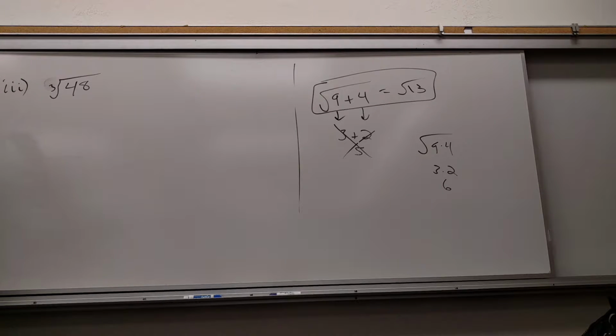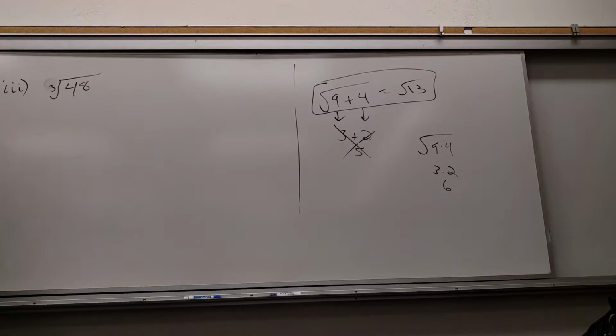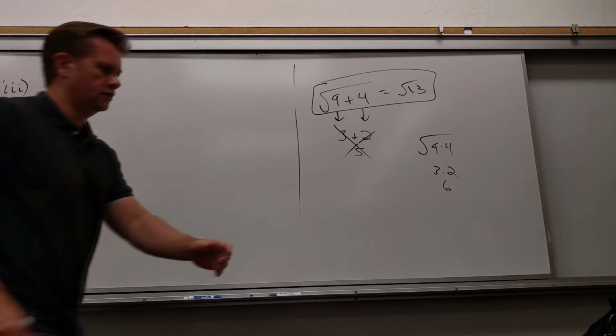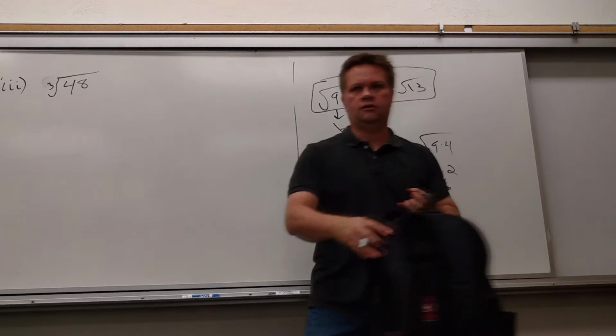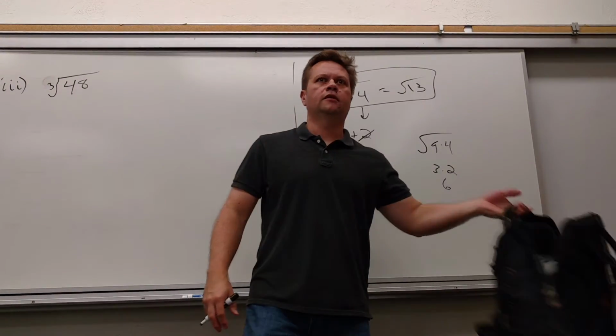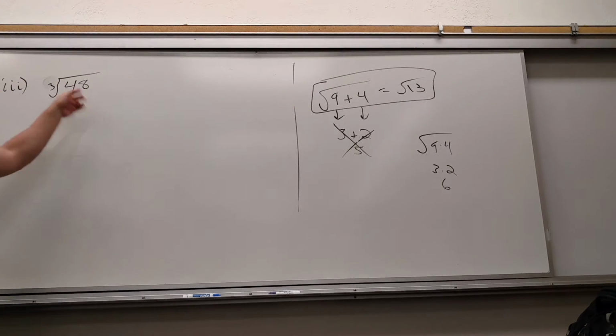You see cube root, you think 8, 27. You don't think 4, 9. That's square roots. So what goes into 48? That's one of the numbers we just talked about. Does 8 go into 48? Yes, 8 times 6 is 48.